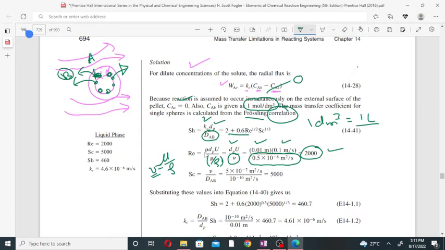Now the Schmidt number. What is the Schmidt number? It is the ratio of momentum diffusivity to mass diffusivity. Now what is momentum diffusivity? It is equal to the kinematic viscosity, and this is the value of the kinematic viscosity. Put it in this place, and the diffusivity of A and B is in the question. It is given to us as 10 raised to power minus 10 meter square per second. So the Schmidt number is 5000.